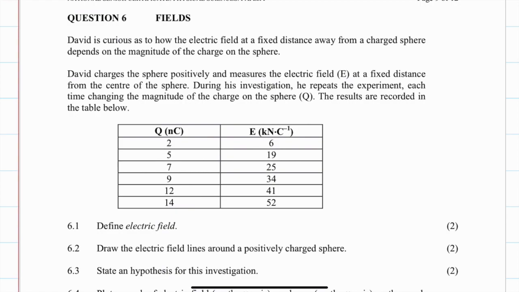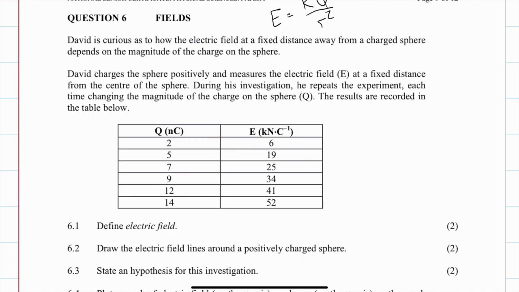David is curious as to how the electric field at a fixed distance away from a charged sphere depends on the magnitude of the charge on the sphere. So this already speaks of a relationship which we know of, which is that the electric field is equal to K, Coulomb's constant, Q over R squared. But we'll see if that becomes relevant later or not. It's important just to know that we do know a relationship.